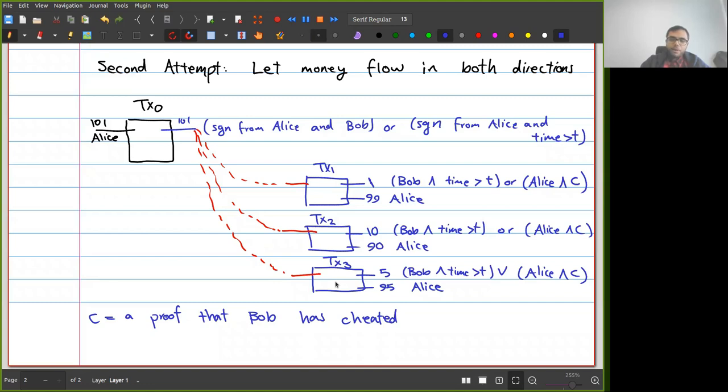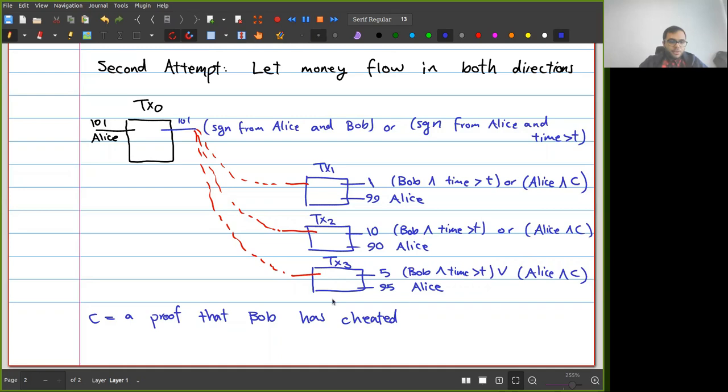But if Bob publishes one of these transactions, he's not going to immediately be able to use his money. He has to wait until time T. And in that period, Alice has a chance to prove that Bob has cheated. And if she can prove that Bob has indeed cheated, then she can take all the money, because this part of the money is already given to Alice, and this part, Alice can take it if she can prove that Bob has cheated. So this is the general idea of how this protocol is supposed to work.